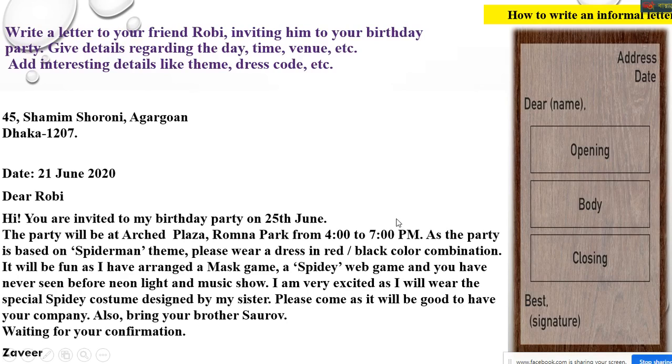So exactly, this is an example of an informal letter. You are writing a letter to your friend inviting him to attend your birthday party, and you are giving some information and instructions on how he or she is supposed to attend. What is the dress code? What is the time? Where is the venue? Every detail is given here.